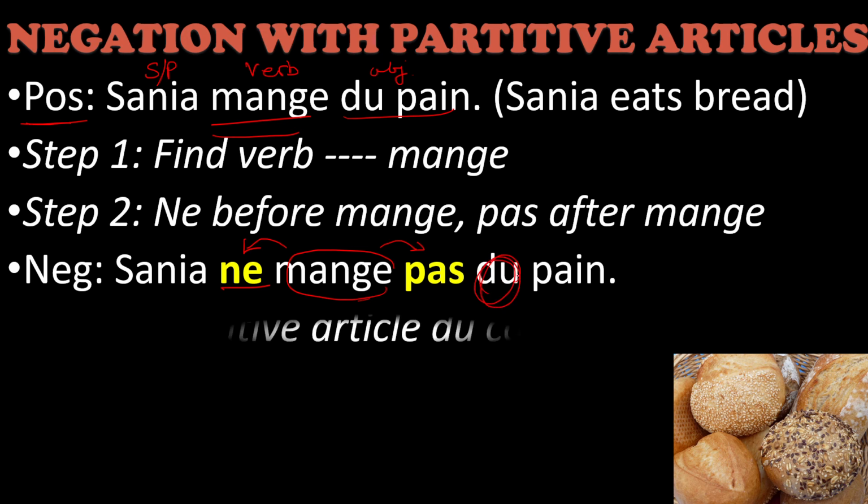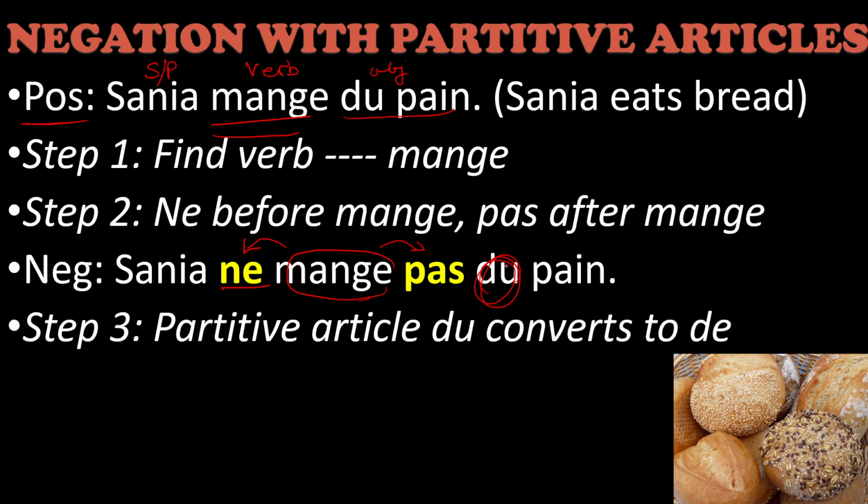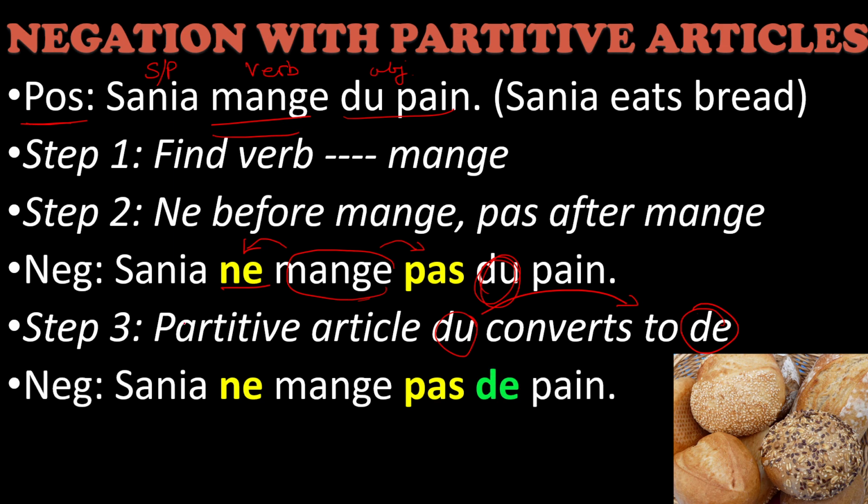It is a partitive article. Du is the partitive article, and you cannot have a partitive in the negative, right? So that du has to convert into de. So du becomes de. Your final answer is Sanya ne mange pas de pain. The positive is Sanya mange du pain, and the negative is Sanya ne mange pas de pain. Du has to become de. So Sanya eats bread, Sanya doesn't eat any bread. This is how it works.